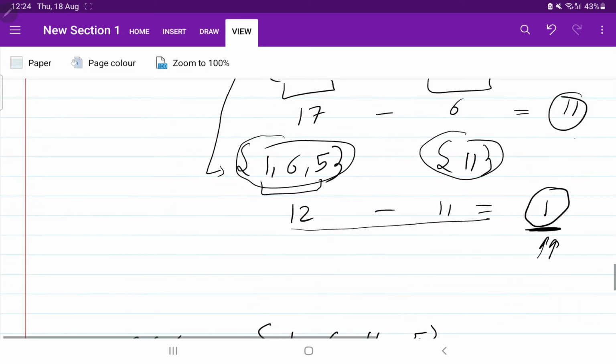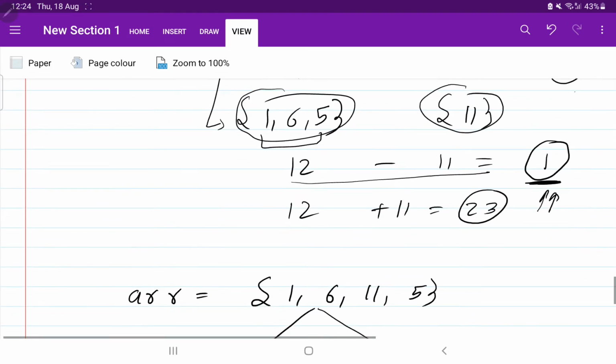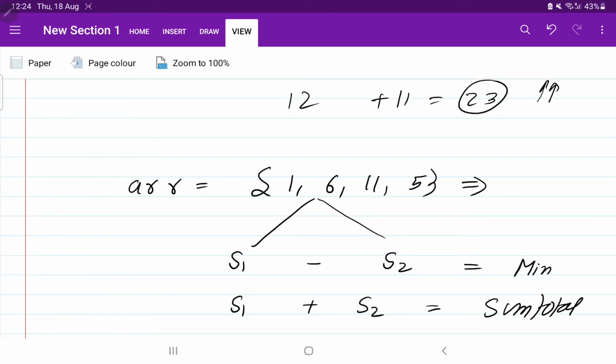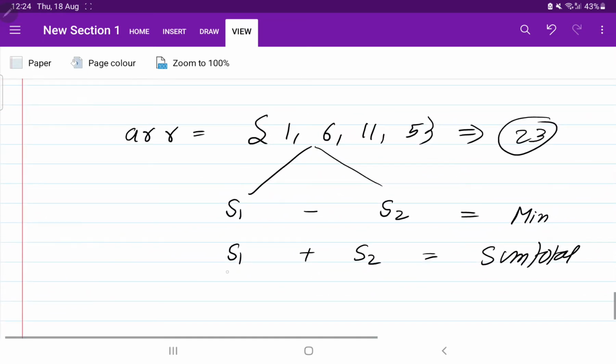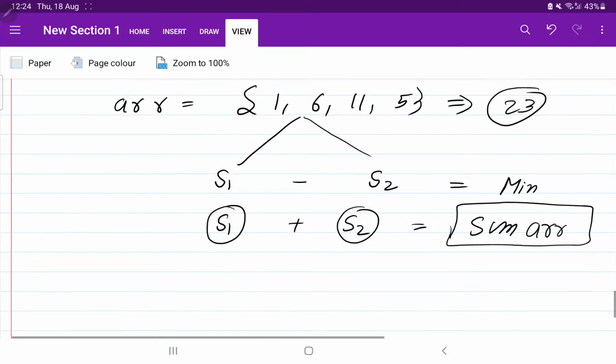Okay, let's take the example again. If you add these two, 12 plus 11, what will it be? 23. So let us add all the elements and see what we get. 11 plus 5 is 16, 16 plus 6 is 22, 22 plus 1 is 23. Yes, we are getting 23. It means if we add both the subsets, we get the total sum, that is the sum of the array. Let us write sum of array, it will be convenient.